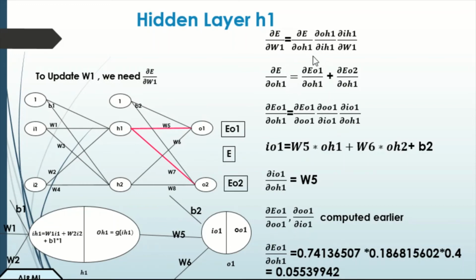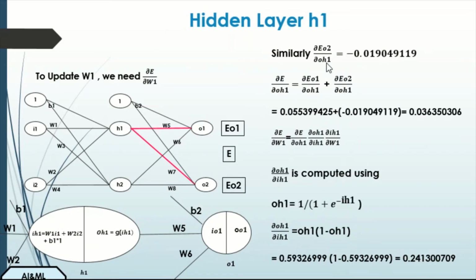So far we have been able to compute this first term here. Similarly, we will be computing the second term, that is del of EO2 with respect to OH1, and we'll get the value as minus 0.019, and we'll add these two, both these error terms, derivative with respect to OH1, to get the overall del E with respect to OH1 as 0.036. So now we have got one term here.